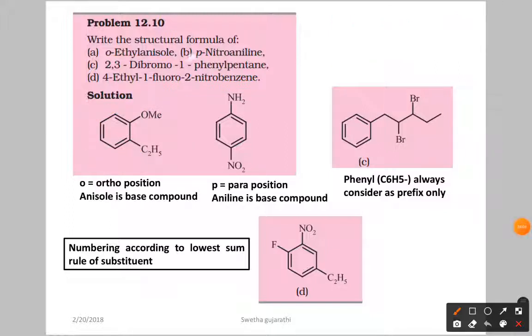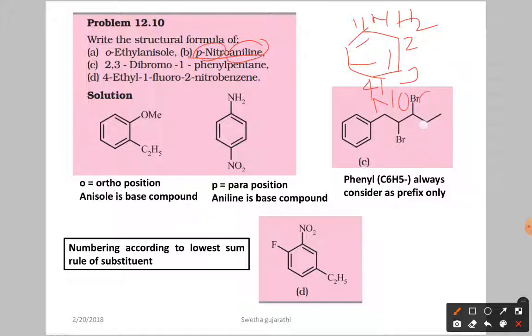Next part we have para-nitroaniline, okay. So what is the base compound here? Aniline. Aniline means the benzene structure as we told, and if you have the NH2 group, that is called aniline. But here para nitro means, already we told para means at the 1, 4 position. So this is the first carbon, second, third, fourth position we should have the NO2 group. Nitro means NO2 group. So this is the structure, both are the same.